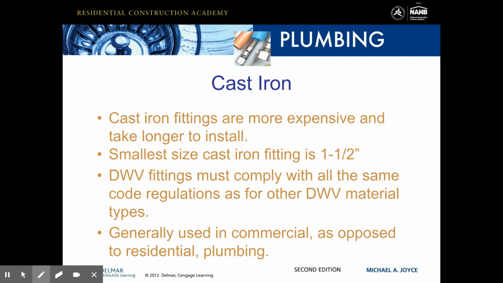Cast iron fittings are more expensive and they take longer to install. Smallest size cast iron fitting is 1.5 inches. DWV fittings must comply with all the same code regulations as for other DWV material types. Cast iron is generally used in commercial as opposed to residential plumbing. The reason is it costs more in residential, but it works well in residential because it reduces the noise of the wastewater.